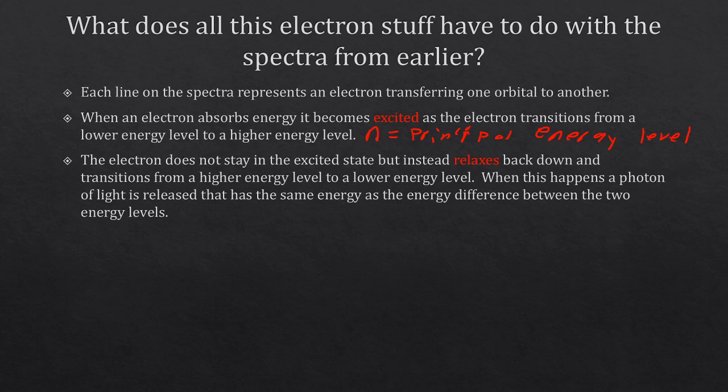So when the electron gets excited, it doesn't stay there, but instead it's going to relax back down. It's going to transition from that higher energy level where it's not stable to a lower energy level. When that happens, a common occurrence is for a photon of light to release the same amount of energy as the difference between those 2 energy levels.